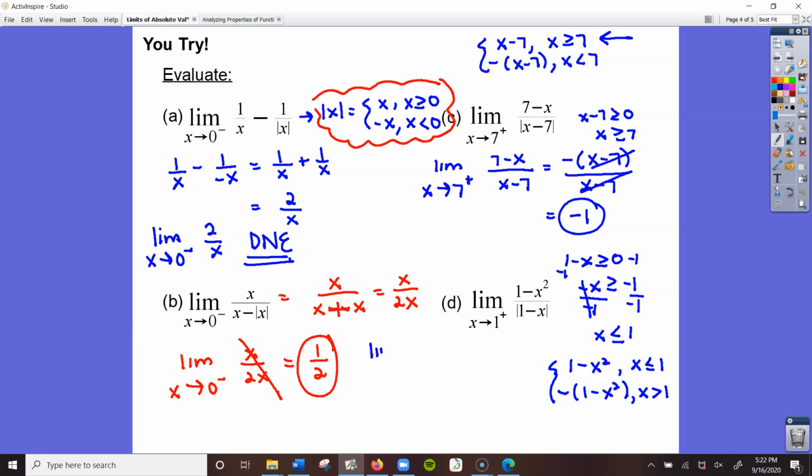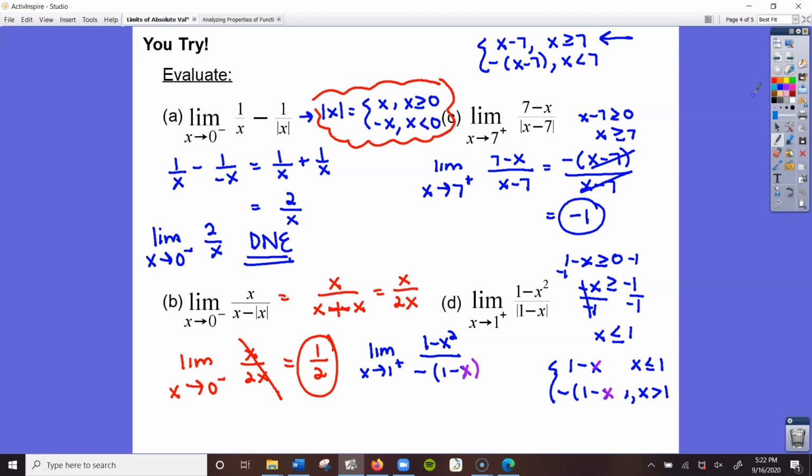So we have here the limit as x is approaching 1 from the right of 1 minus x squared over, and instead of the absolute value of 1 minus x, since this is from the right, I have to use the bottom one, which is negative 1 minus x. I'm sorry, why did I write squared? 1 minus x, not squared. Let me fix that. Okay.